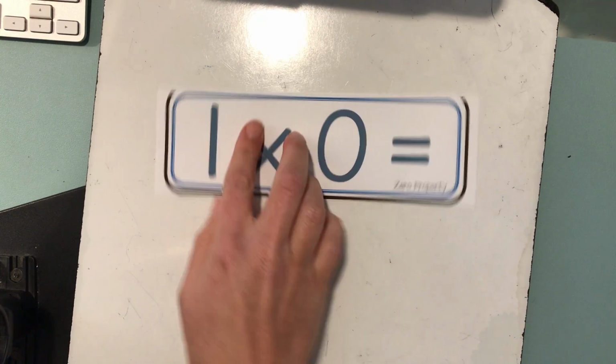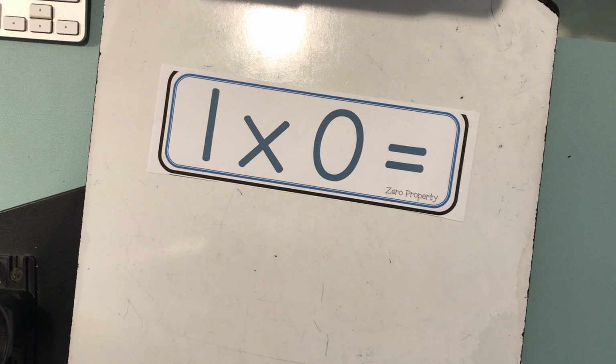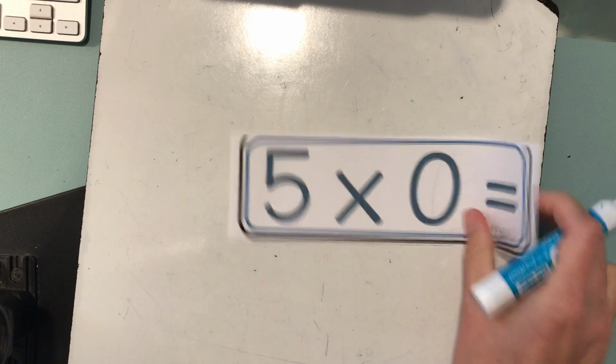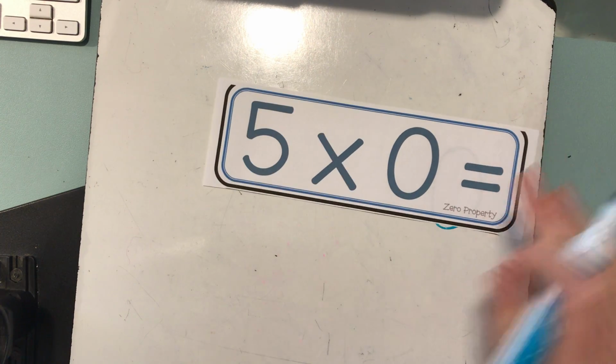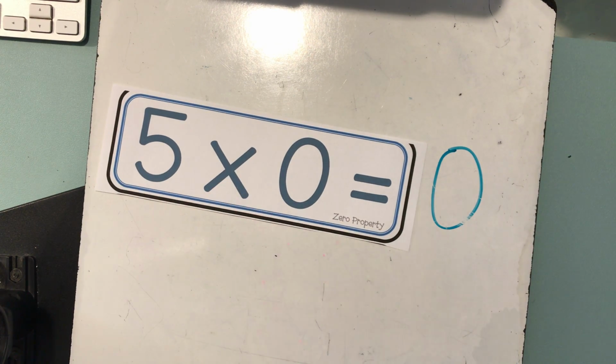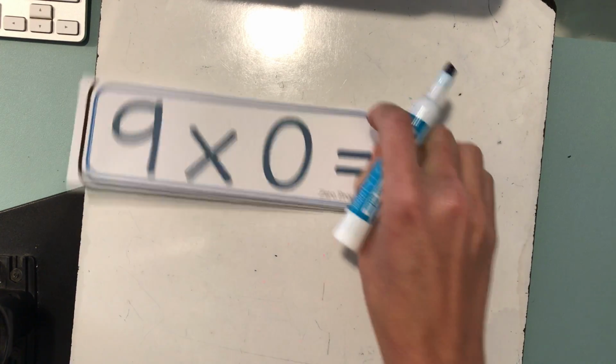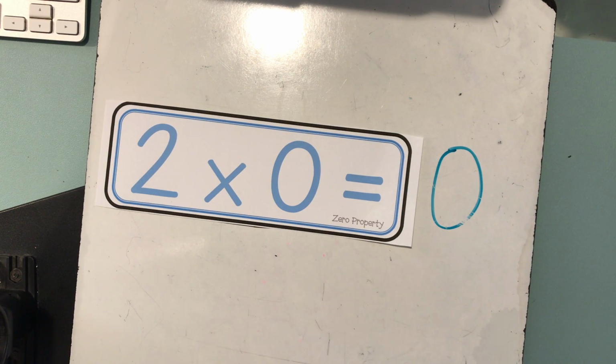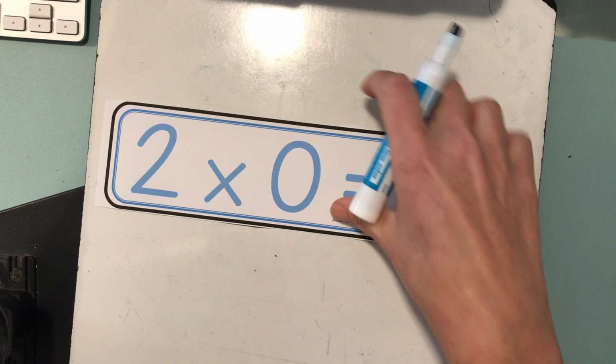Let's look at some of these. What would 1 times 0 be? It would be 0. How about 5 times 0? Still 0. How about 9 times 0? It would be 0. How about 2 times 0? It would still be 0. Now pause the video. I want you to get your whiteboards out, and you're going to solve some of these zero multiplication facts.